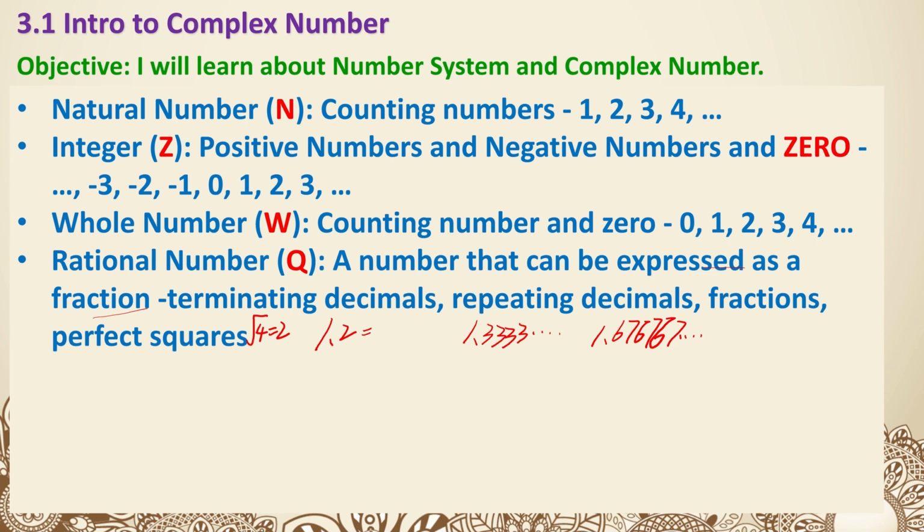So say 1.2, that is actually 12 over 10, which is 6 over 5. 1.3333, that is actually 4 thirds. And this one is a bit more complicated, but it is actually 166 over 99. Oh, actually, in other words, it is 167 over 99. So repeating decimal could also be expressed as fractions. So anything that can be expressed as a fraction is a rational number.